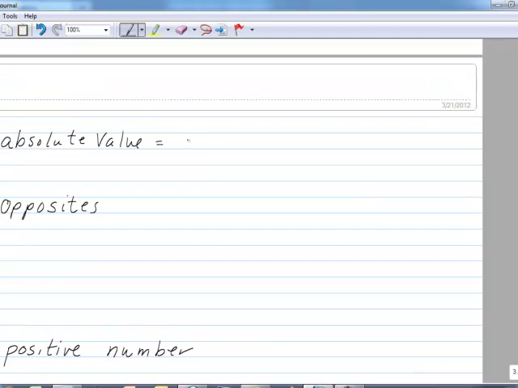Absolute value is the distance a number is from 0 on a number line. Distance from 0 on a number line.